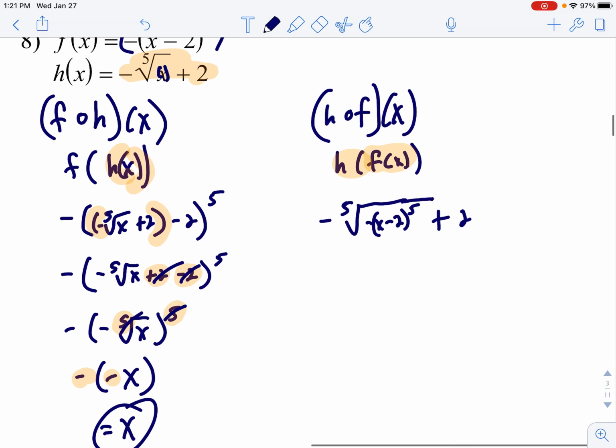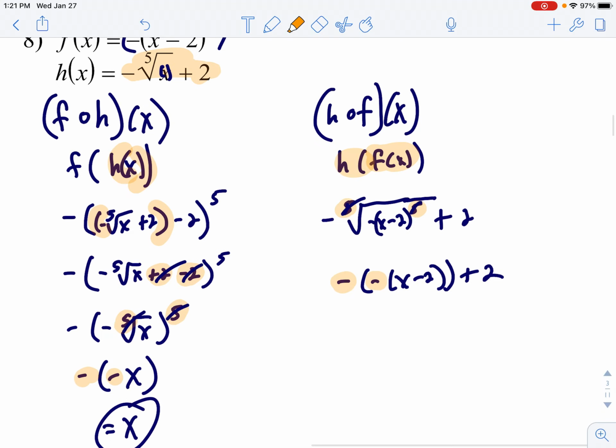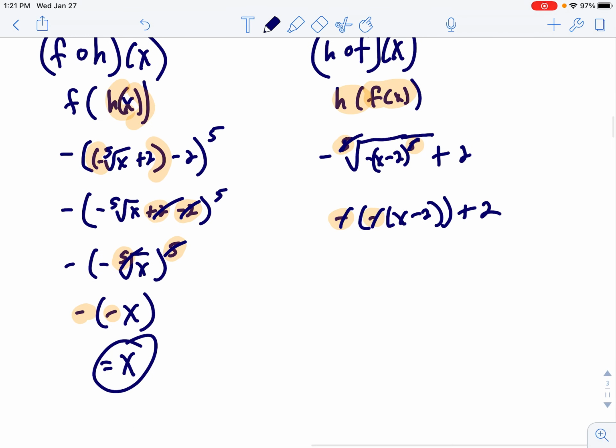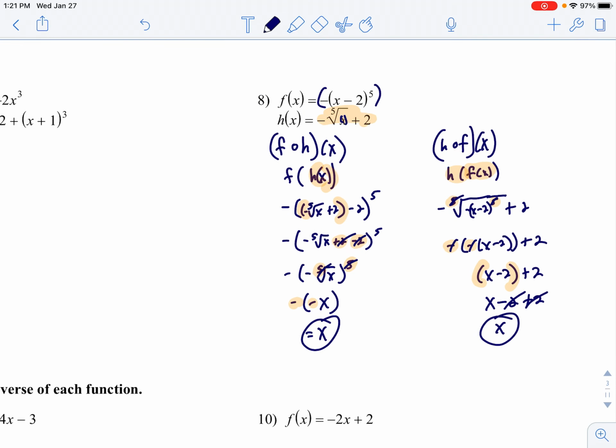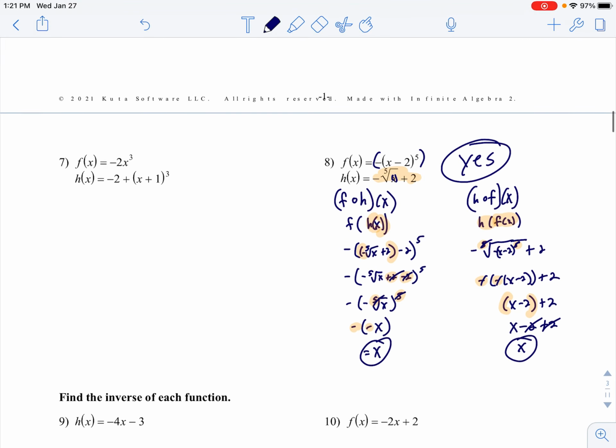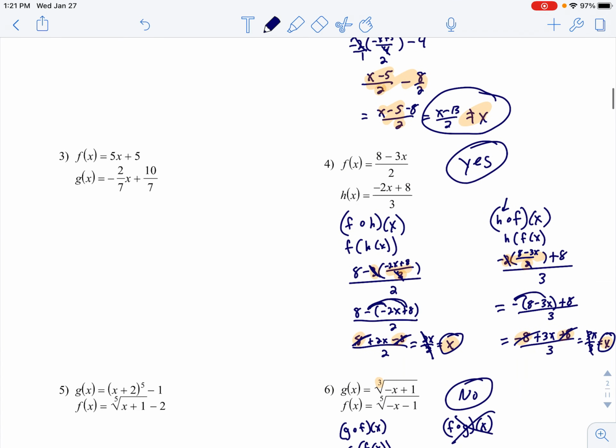Now what happens? Well, once again, we have a fifth root of a fifth power, and those cancel each other out, giving me negative x minus 2 plus 2. A negative, what happens to a double negative? They cancel out, leaving me with x minus 2 plus 2. What do those parentheses do? Nothing. X minus 2 plus 2. And minus 2 plus 2 cancels, just giving me x. So the fact that both of these work out to equal x means that number 8 is a yes.